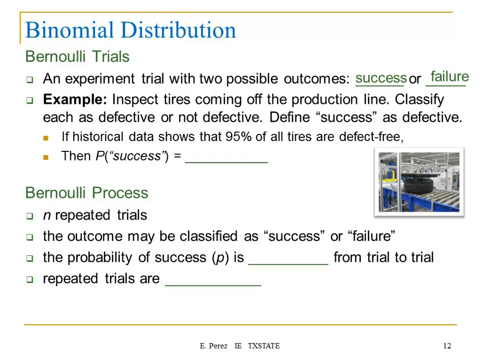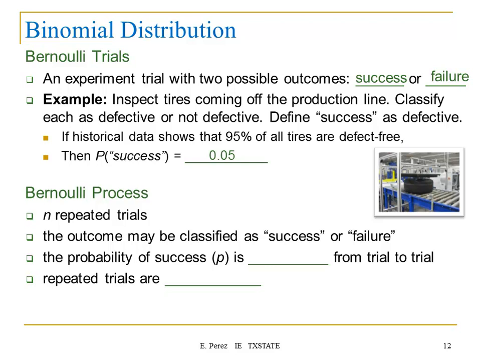For example, if you inspect tires coming off the production line, you can classify each as defective or non-defective, and you can define success as a defective tire found. If the statistical data shows that 95% of all tires are defect-free, then what will be the probability of success? 0.05 or 5%, correct? So that will be 0.05.